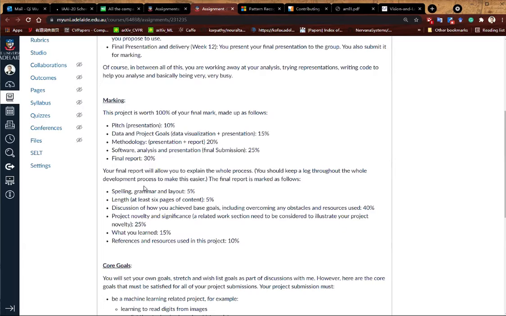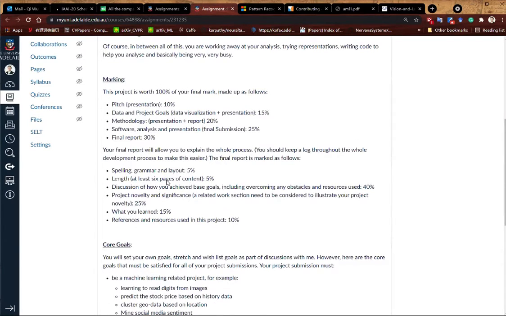As I mentioned, the learning process is very important for this project. We will not mark based on whether this is a successful project or not. We will mark your learning process. We will mark based on what you learn, whether you find a good, interesting problem, even if you cannot solve it. You try your best to find a way. You try this, try that, it doesn't work, and that's fine. We care more about your learning process.